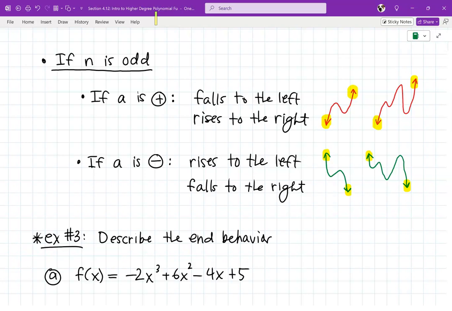So if n is odd and a is positive, then it's going to fall to the left and rise to the right. Again, it doesn't tell you what the middle does. Who knows what the middle is going to do? But I can tell you for a fact that if your degree is odd and your leading coefficient is positive, it's going to fall to the left and rise to the right. And if a is negative, it's going to rise to the left and fall to the right. So that's going to be the behavior of it.